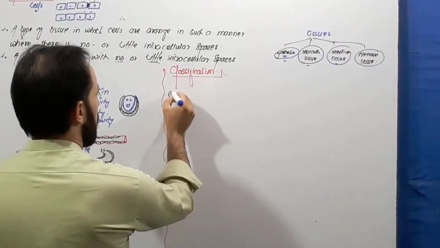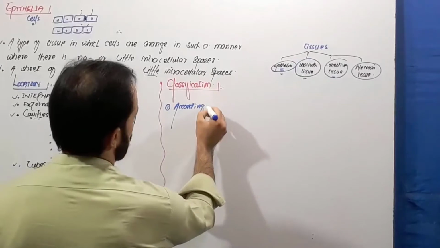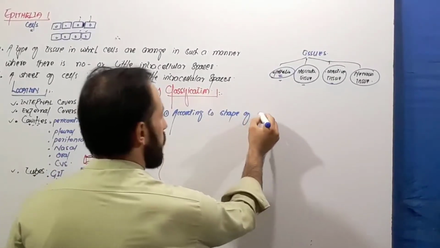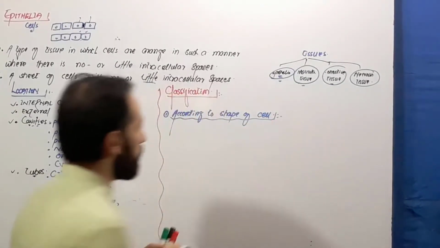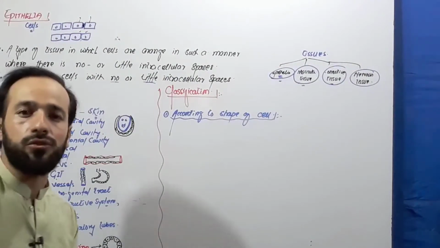According to shape of the cell, right? So according to shape of the cell, the epithelial tissue is divided into three types.